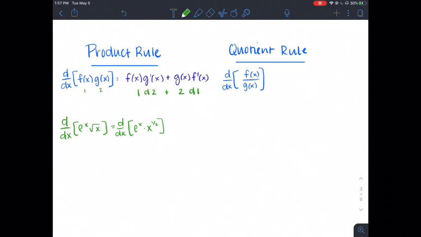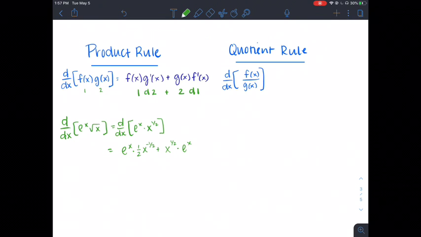But now I can use my product rule. 1d2 plus 2d1. 1 is e to the x times d2, which is 1/2 x to the negative 1/2, plus 2, so x to the 1/2 times d1, the derivative of e to the x, it's my favorite, e to the x.